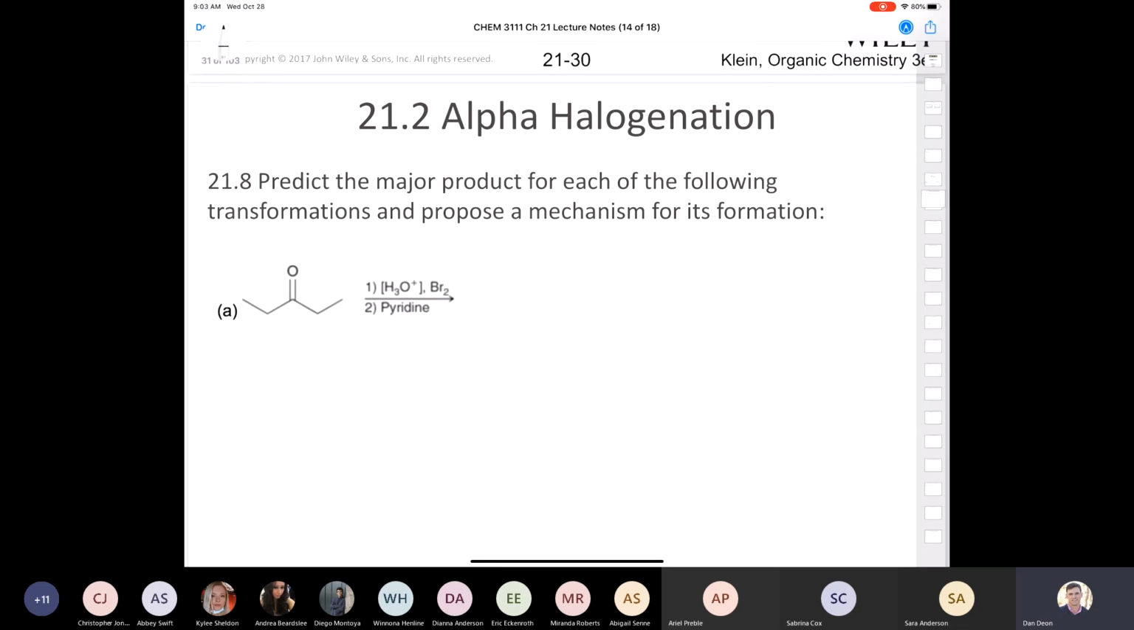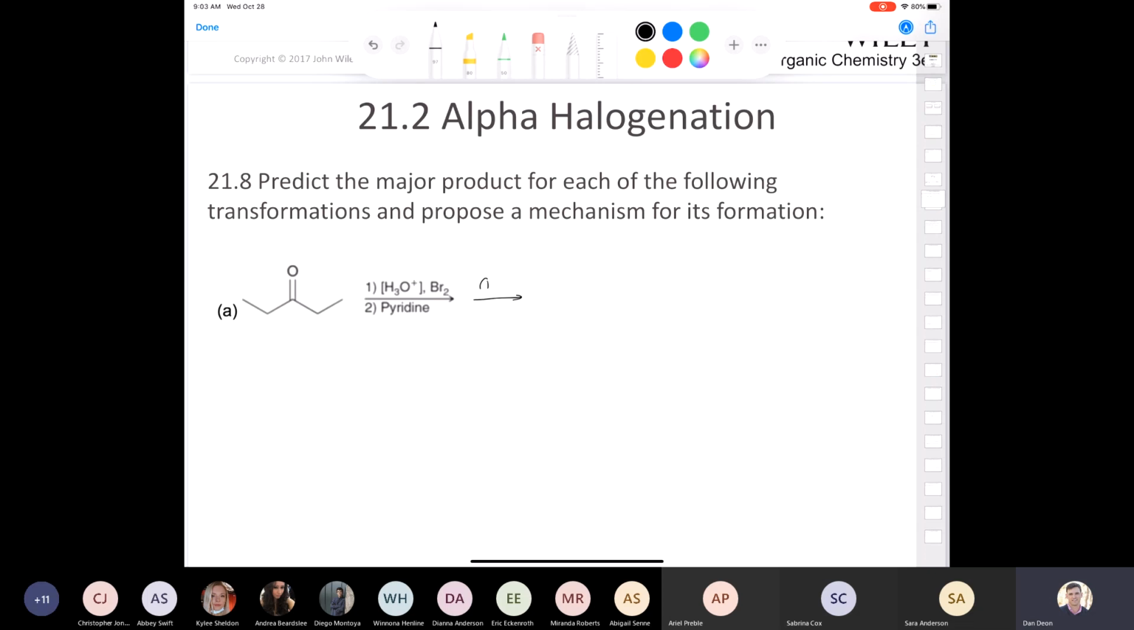21.8 says, predict the major product for each of the following reactions and propose a mechanism for its formation. In the interest of time, I'm just going to draw the intermediate that's formed here. First, we're going to end up forming the alpha bromo ketone after the first step. So after step 1, we end up forming the alpha bromo ketone like this.